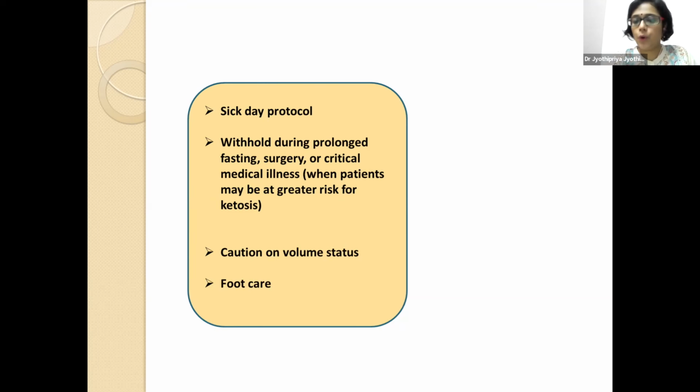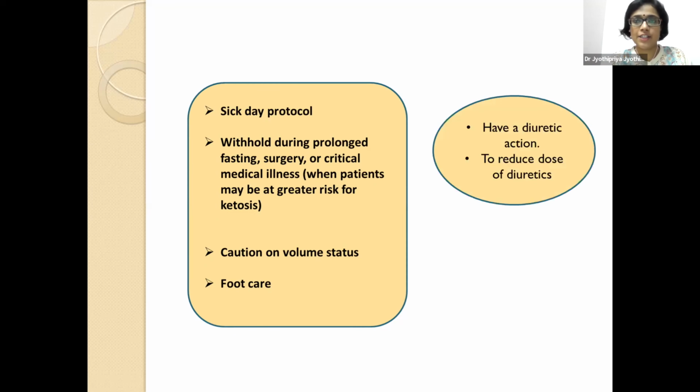So we have to have caution on volume status, and foot care. Ideally, in case of foot ulcers or severe peripheral vascular disease, it's better to rethink starting SGLT2 inhibitors, because they're already in a precarious limb with compromised blood supply. Further adding SGLT2 inhibitors can increase the risk of further compromise of the blood circulation. So in case of foot ulcers or severe peripheral vascular disease, think once again before starting SGLT2 inhibitors.